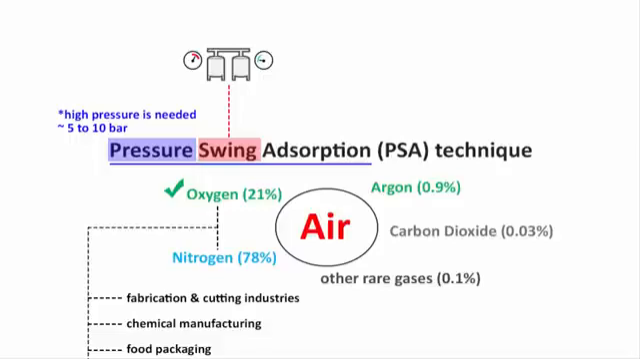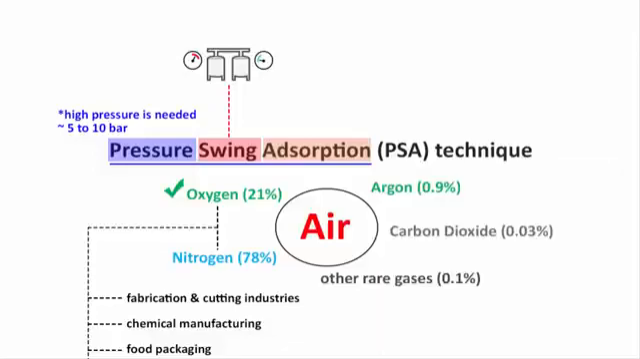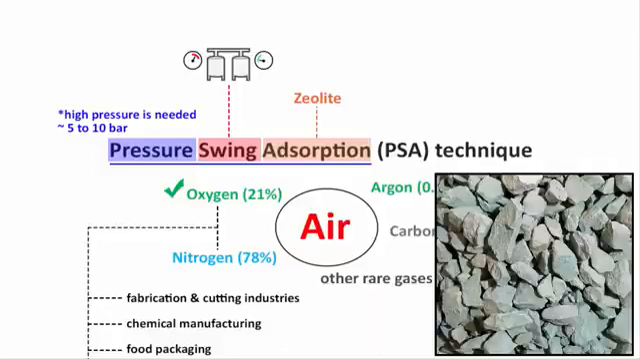And the third word is adsorption. That means something has to be adsorbed. Obviously, if you're producing oxygen, apart from oxygen, the other gases of atmospheric air need to be adsorbed. It is similar to absorption. For producing oxygen, zeolite is that adsorbent.